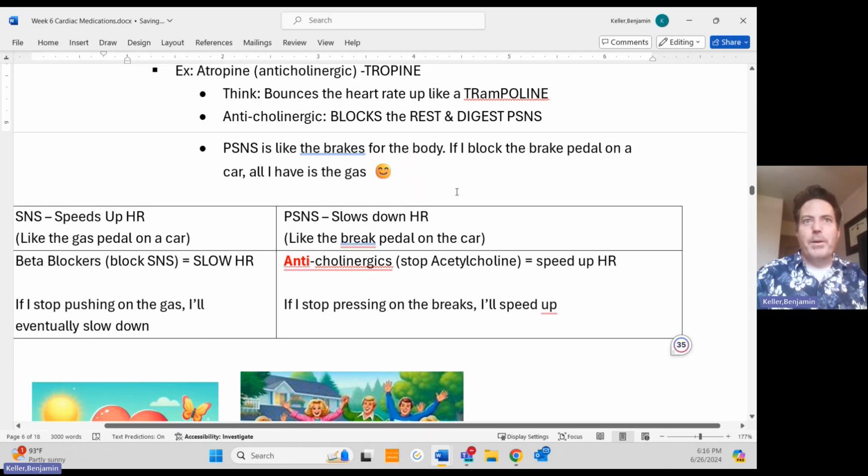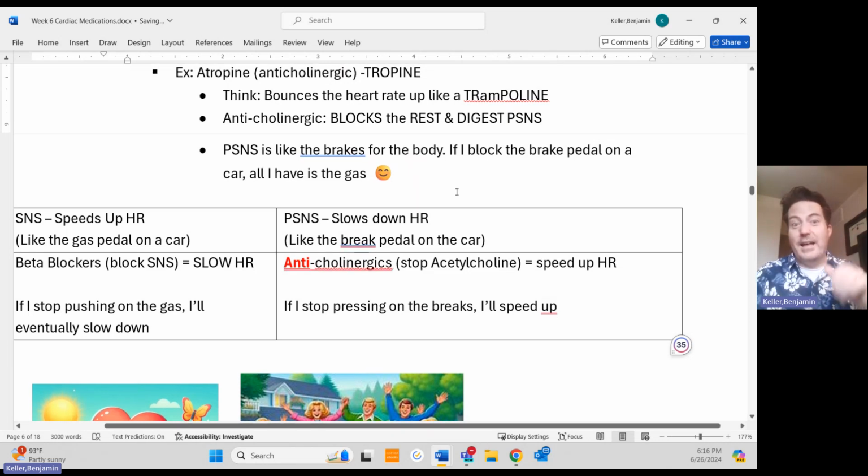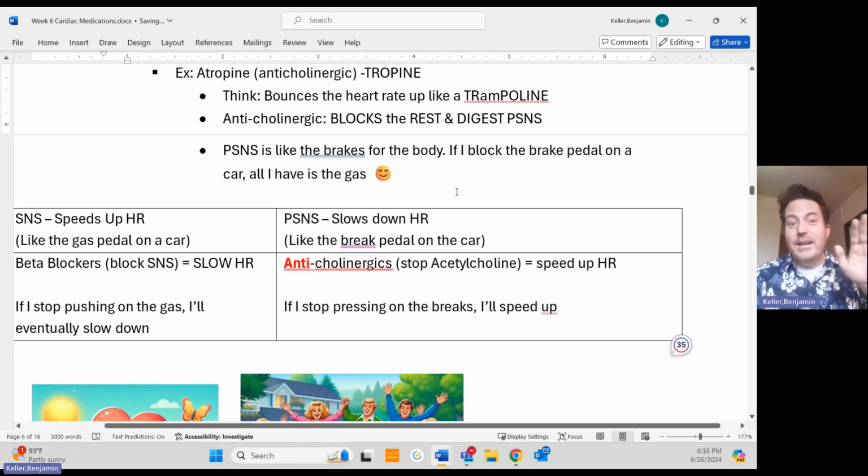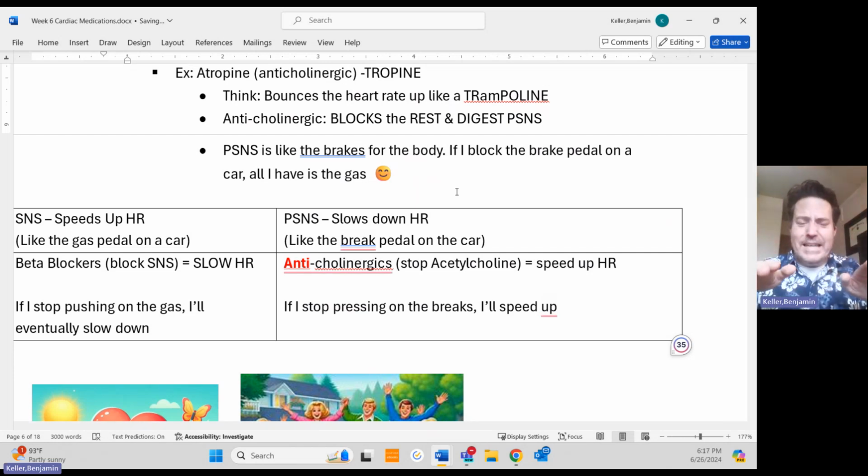And if I block the brake pedal on the car, all I have is the gas, right? If I stop pressing on the brakes, and I got my car in drive, I don't know if anybody's ever done this. You've got your car in drive, and you take your foot off the brake, your car starts moving. It's just not fast, it just starts moving though. But if you use an anticholinergic, and you stop putting your foot on the brake, your car's going to start speeding up.